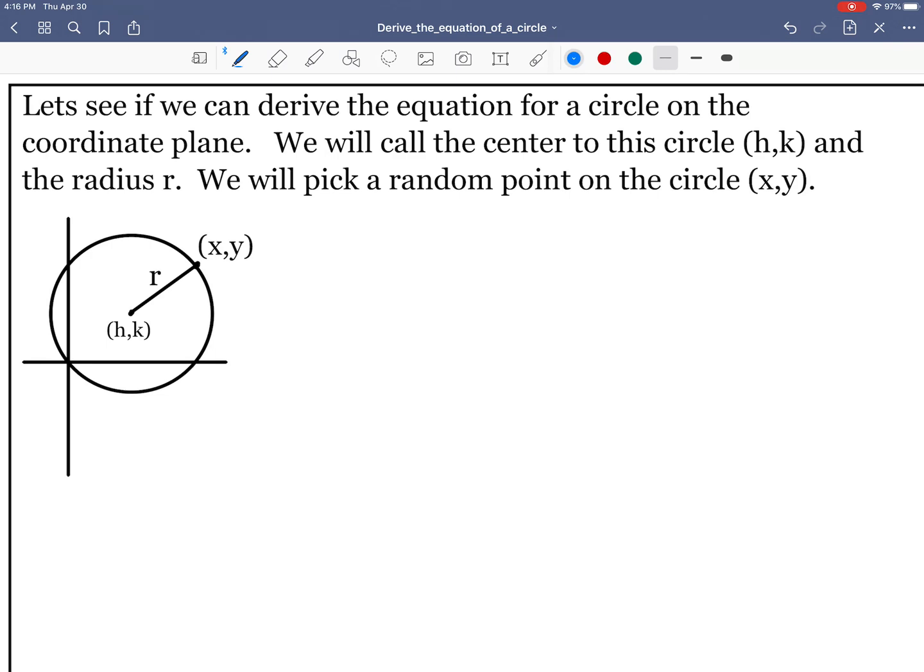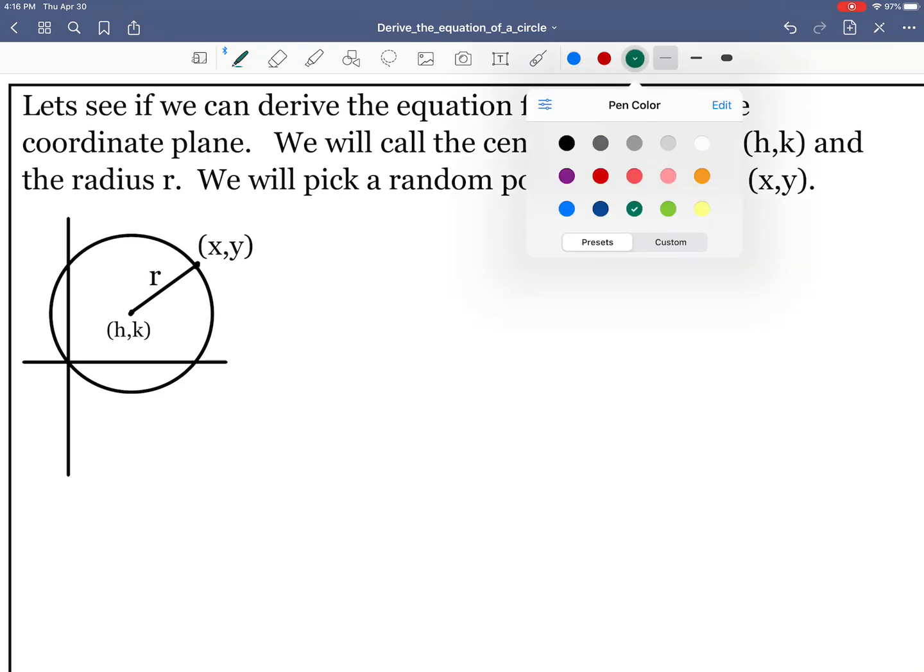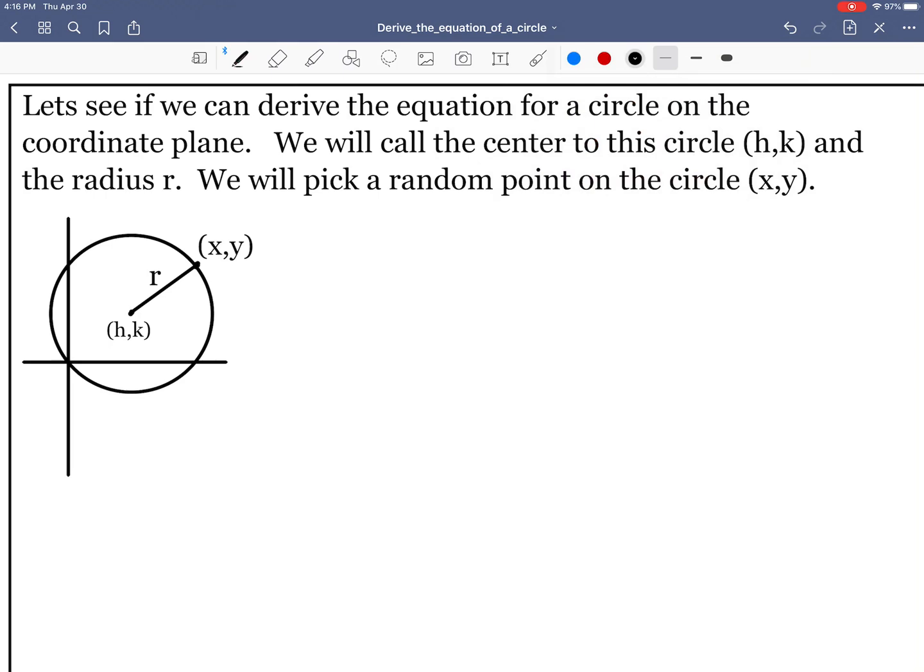Now let's see if we can derive the equation for a circle on the coordinate plane. We're going to call the center an h and a k, and yes, we always use h and k to represent centers of circles. We are also going to use a radius r, and we're going to pick a random point on the circle, x y. Now keep in mind our random x y's are going to represent all the points on our circle, just like the random x y represents all the points on a line for our linear equations.